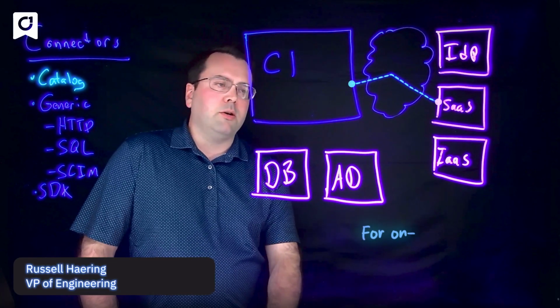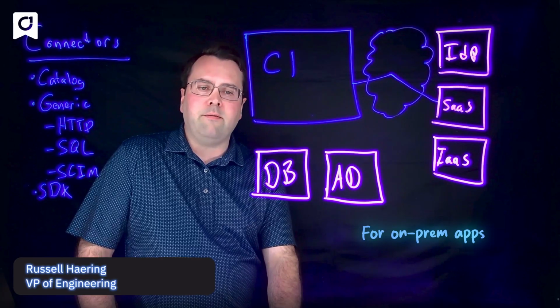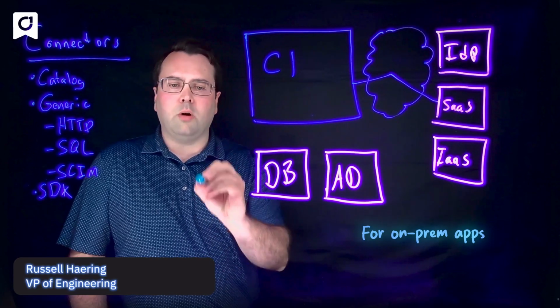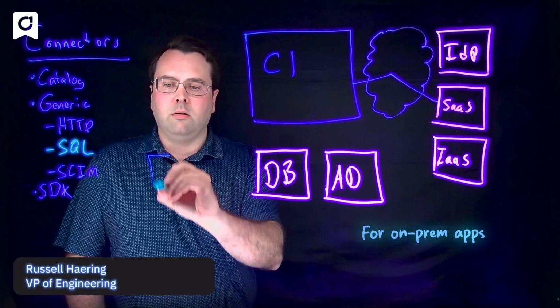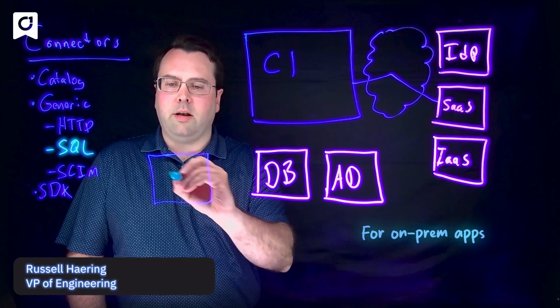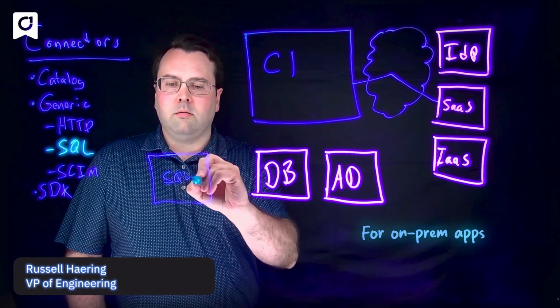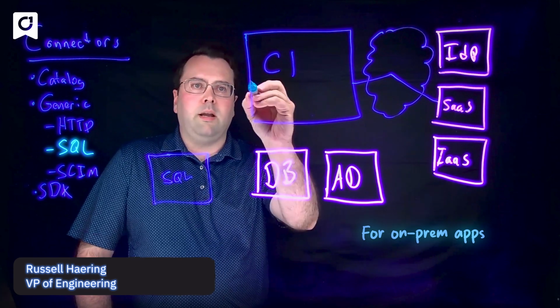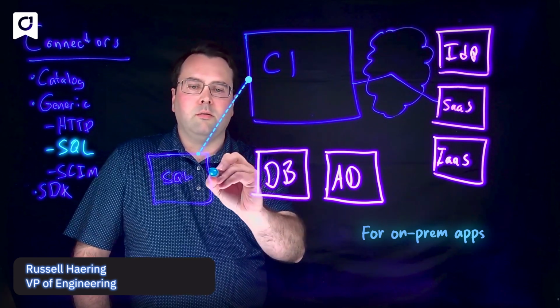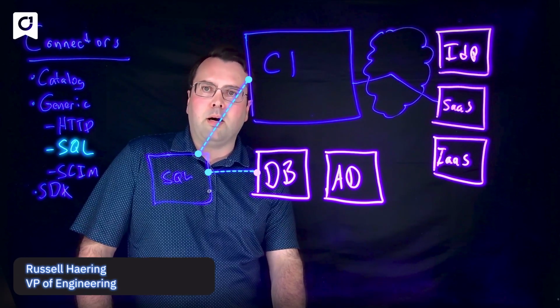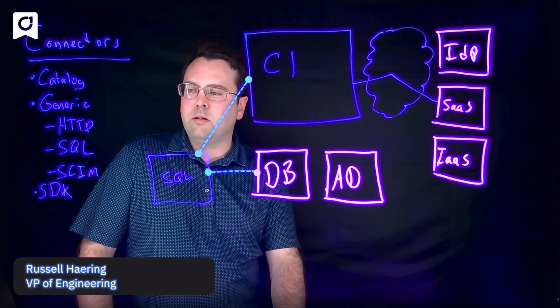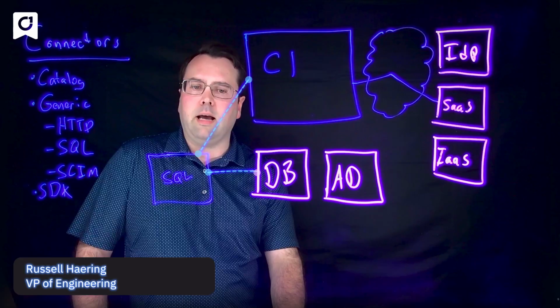For applications which are deployed on-premise or aren't internet-facing, Conductor One makes it possible to run connectors locally. So you can run a connector within your infrastructure. Let's say you want to run the SQL connector to connect Conductor One to an application hosted in your own infrastructure. This is possible both for generic connectors, custom connectors, or even our built-in catalog.